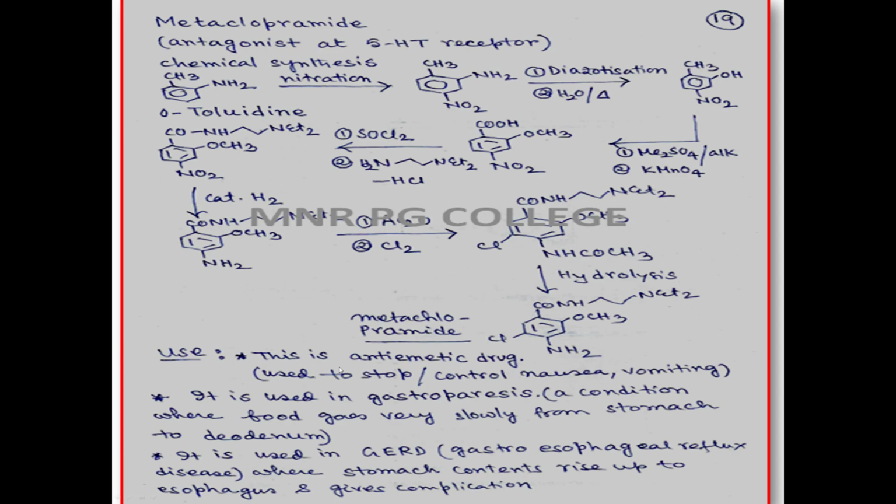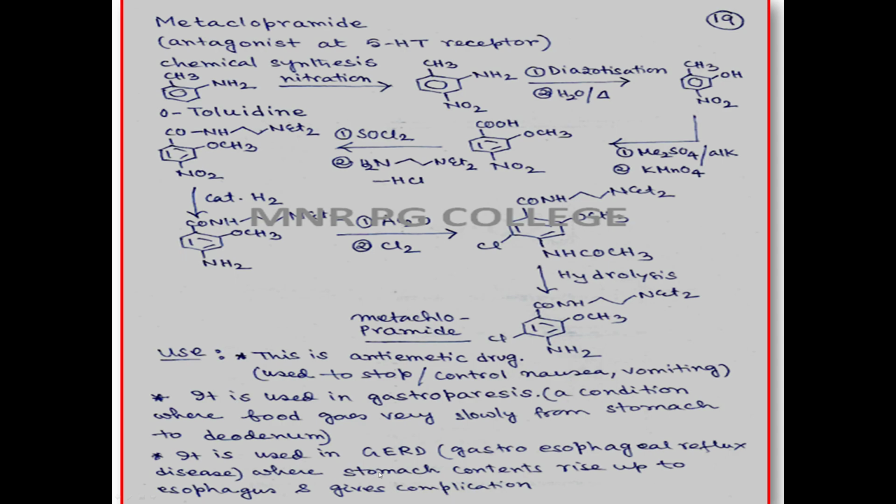Doctor gives metoclopramide, so it is used to stop or control nausea and vomiting, and it is used for gastroparesis, which is a condition when the food moves very slowly from the stomach to the duodenum, and it is used in GERD, gastroesophageal reflux disease. These are all related to our GI tract. So where stomach contents rise up to the esophagus and give complications.